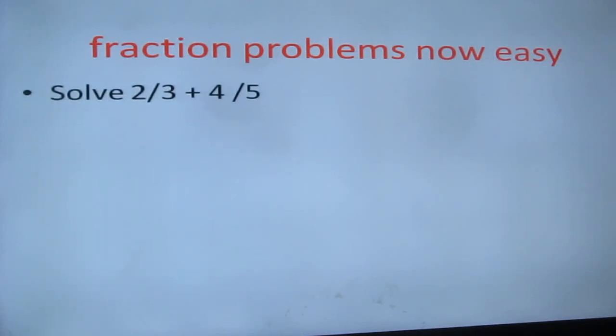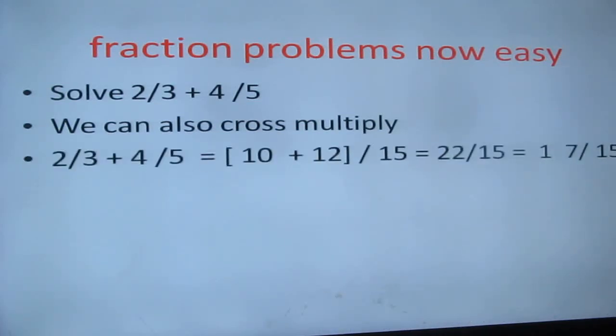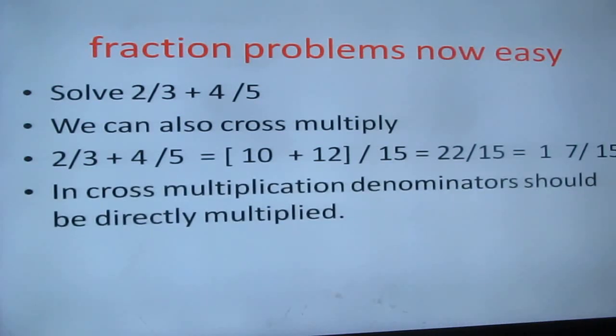Solve 2 by 3 plus 4 by 5. We can also do cross multiplication. 2 5s are 10. 3 4s are 12. So 10 plus 12 by 15. What is 10 plus 12? 22 by 15. Here a small problem: 22 by 15 is an improper fraction. So you have to make it a mixed fraction. It is nothing but 1 7 by 15. So in cross multiplication, the denominators should be directly multiplied.